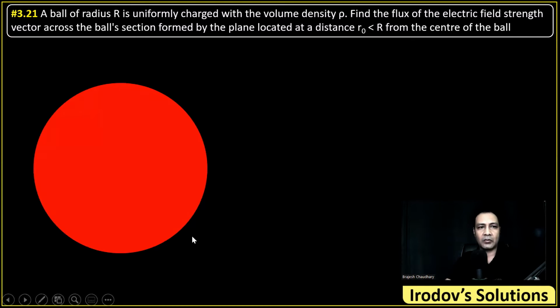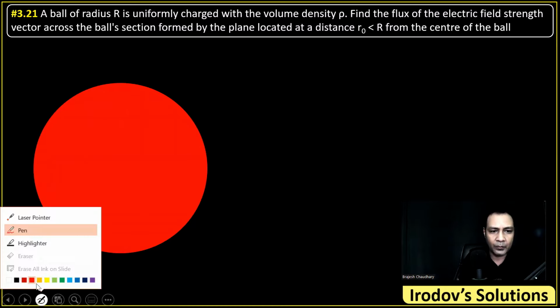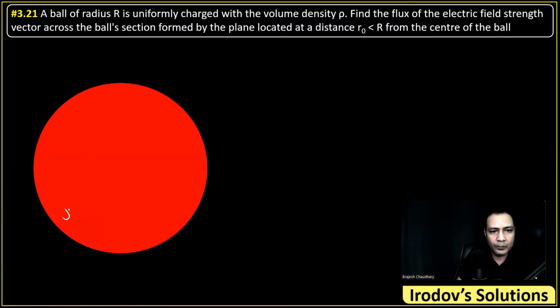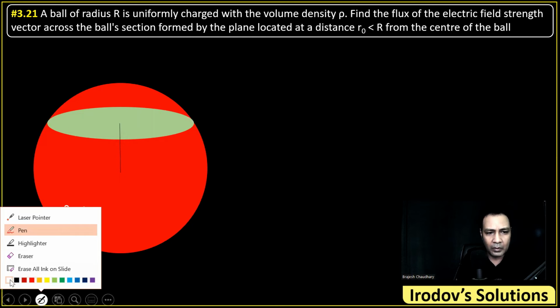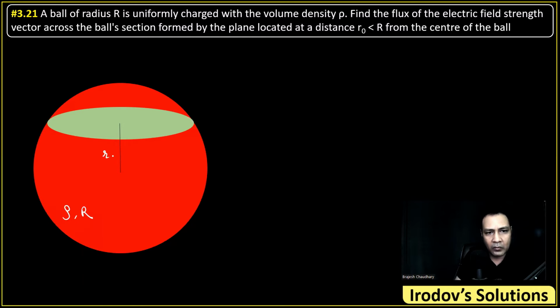So suppose this is a solid sphere. The solid sphere has a volume charge density rho and radius R, and from its center at a distance r naught, a section is cut like this. This is a section, and this section is at a distance r naught from the center.